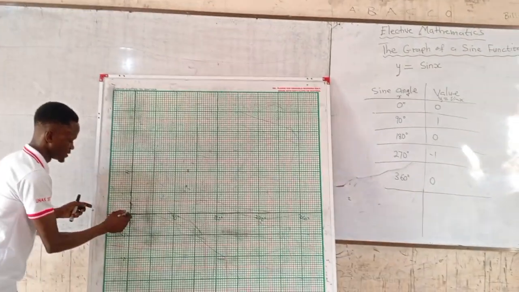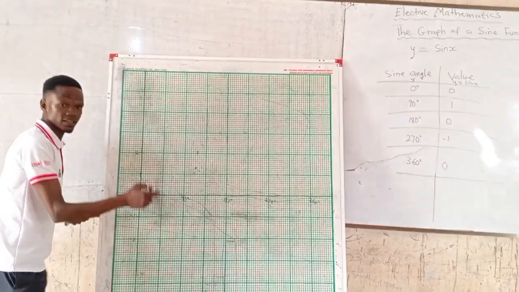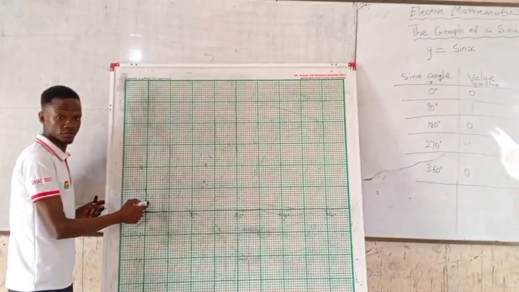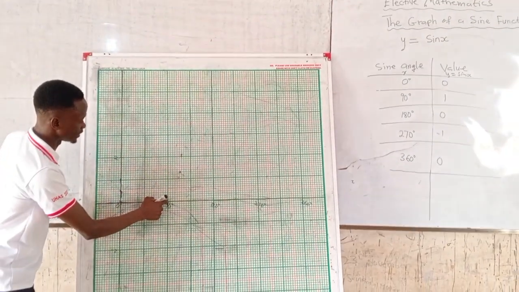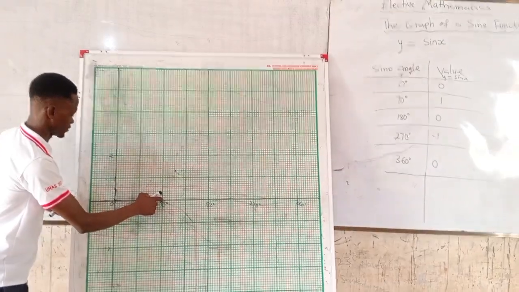0 degrees is what? 0. So that means the graph will pass through the what? The origin. Now we move to what? 90 degrees is what? 1. Positive 1. So that will be here.